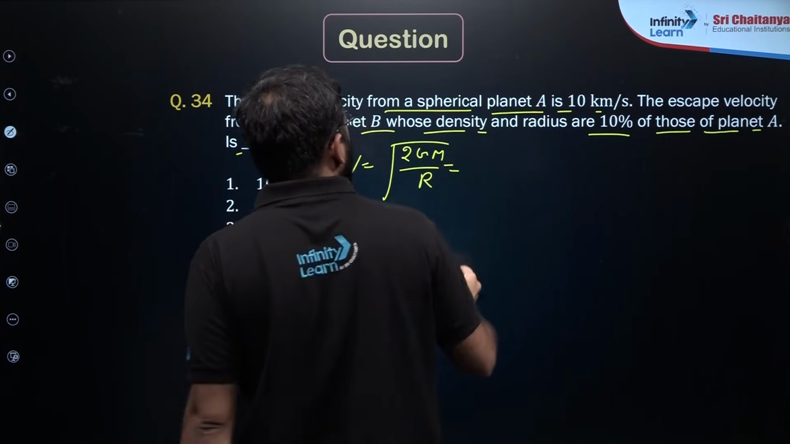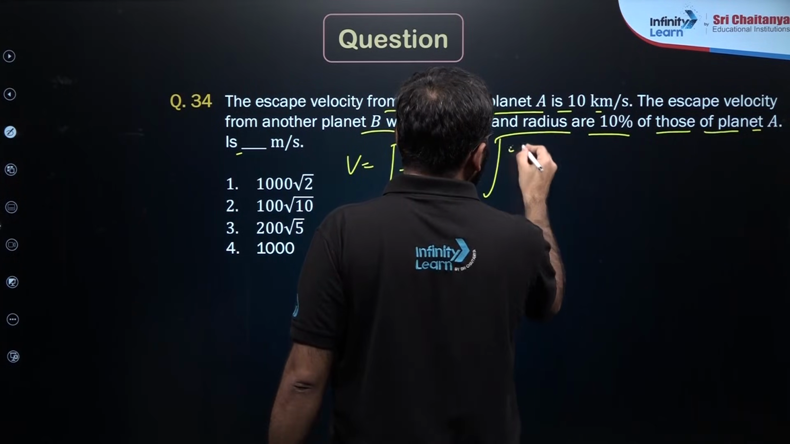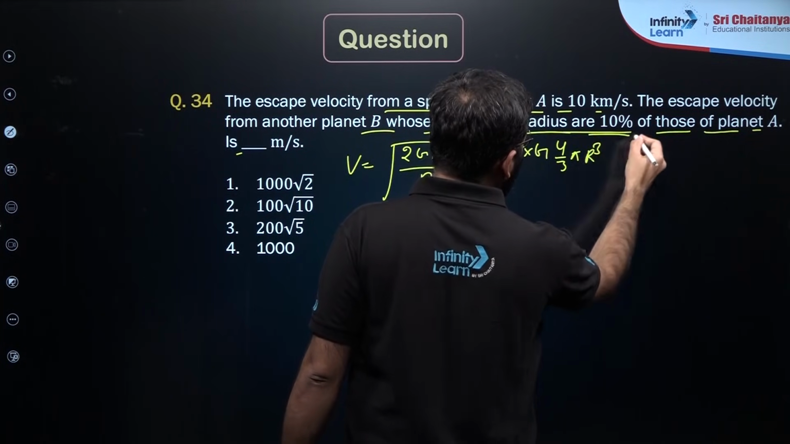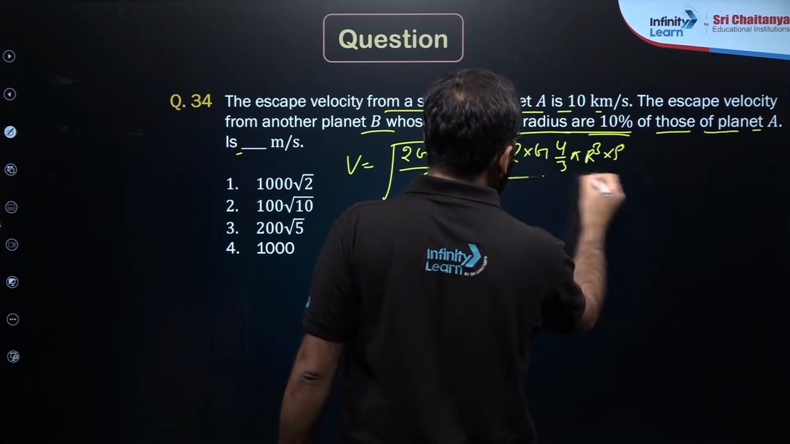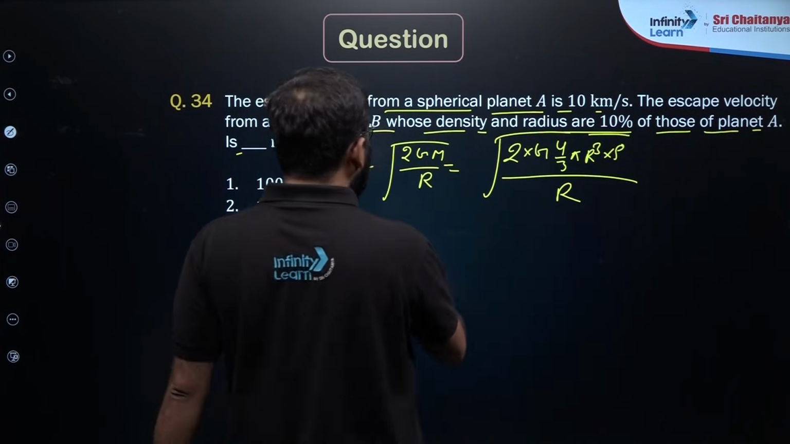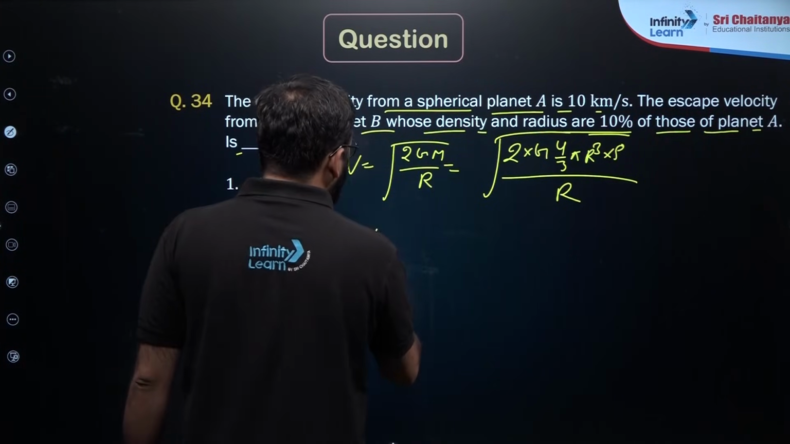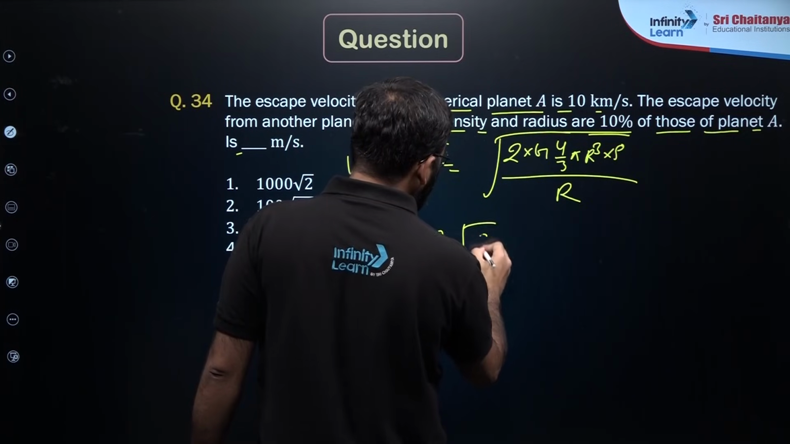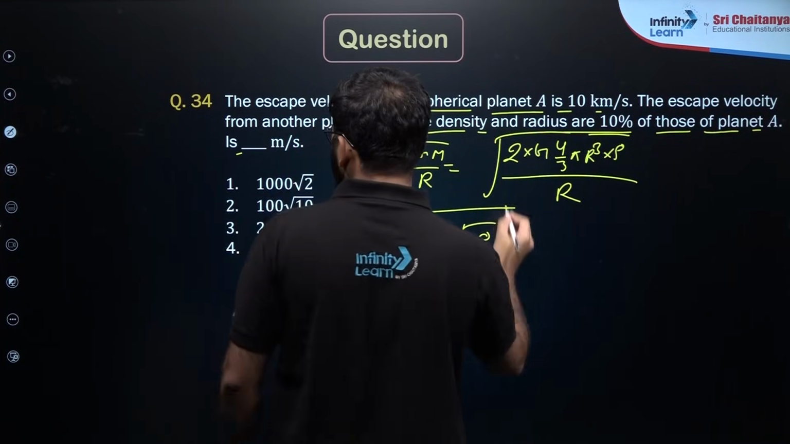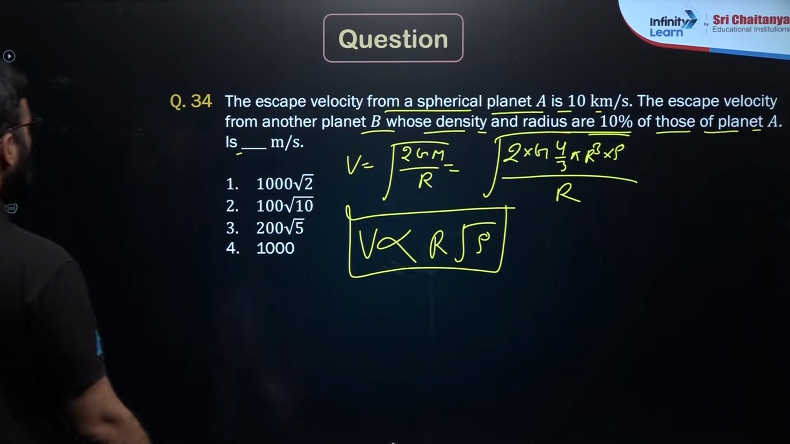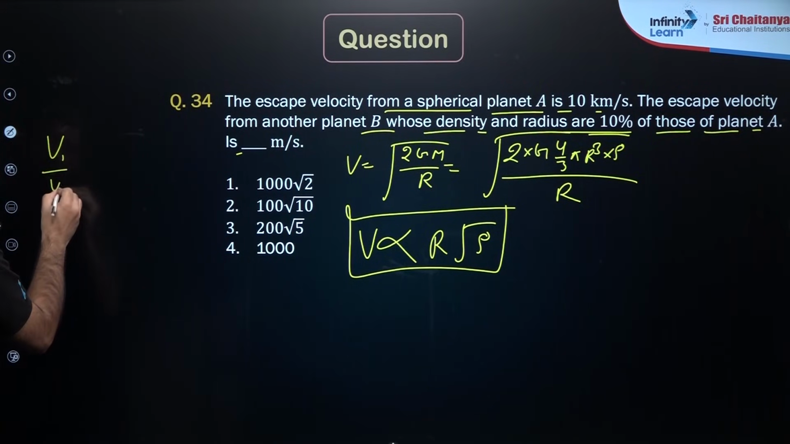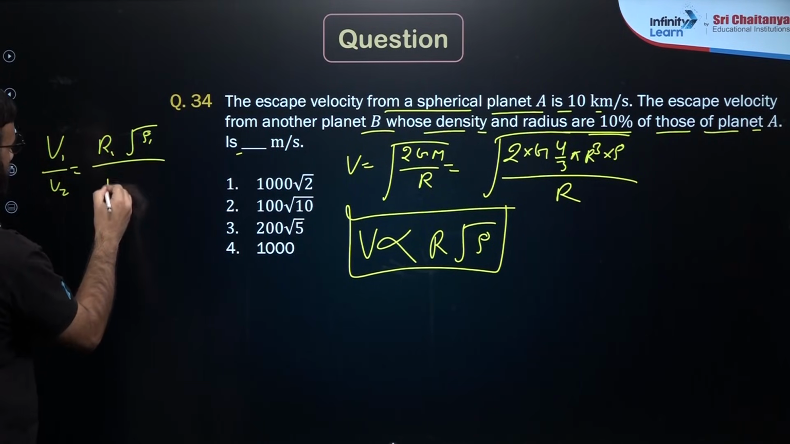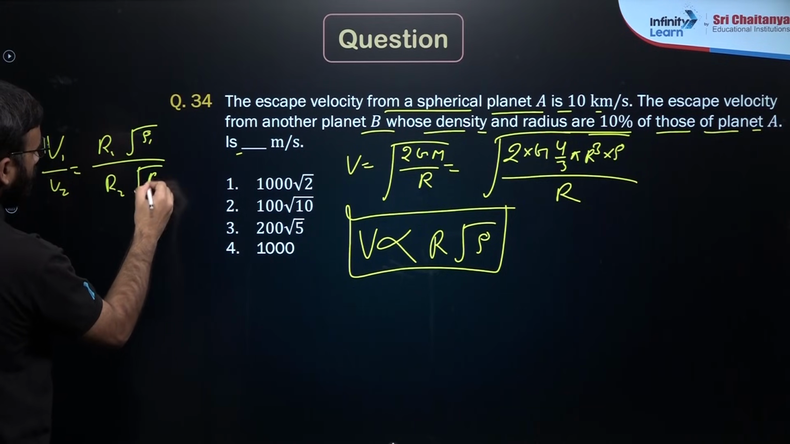On R, mass equals density into volume, so R cube into its density rho divided by R. Here you can see my escape velocity V is directly proportional to R into square root of density rho. Okay beta, just take the ratio of V1 by V2 equals R1 square root of rho 1 divided by R2 square root of rho 2.